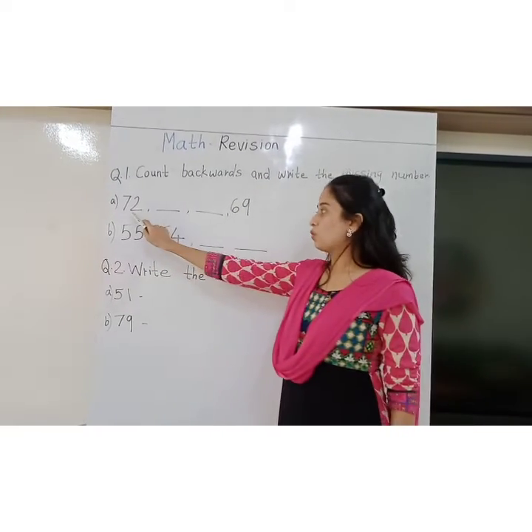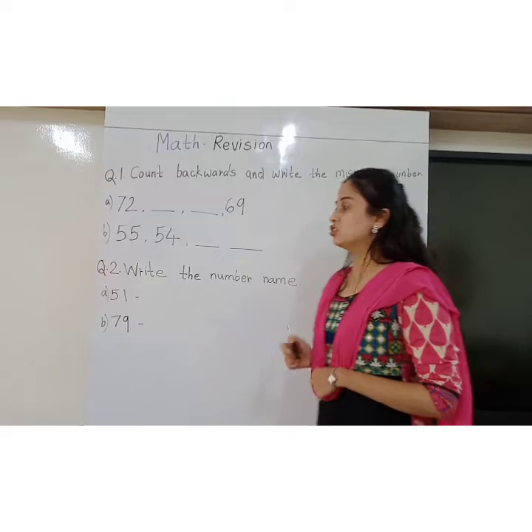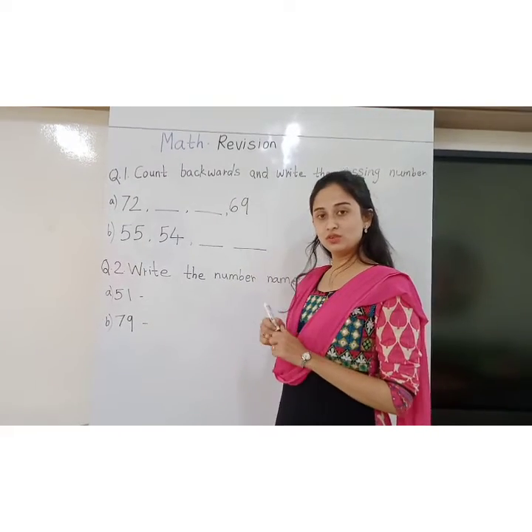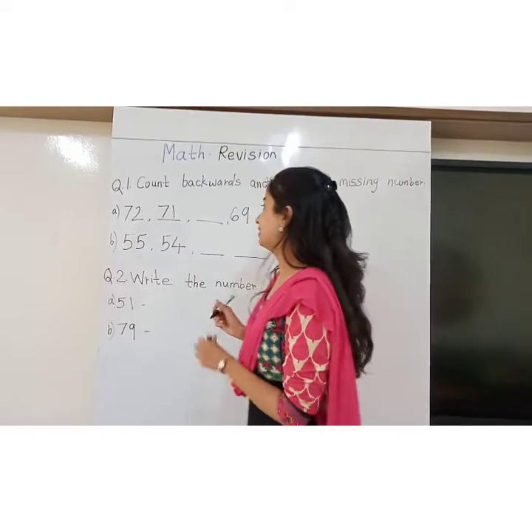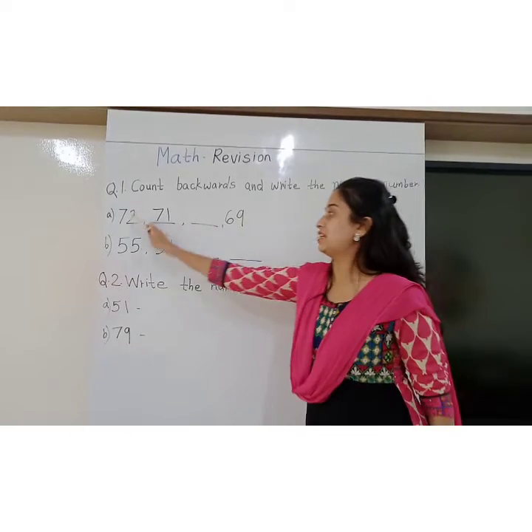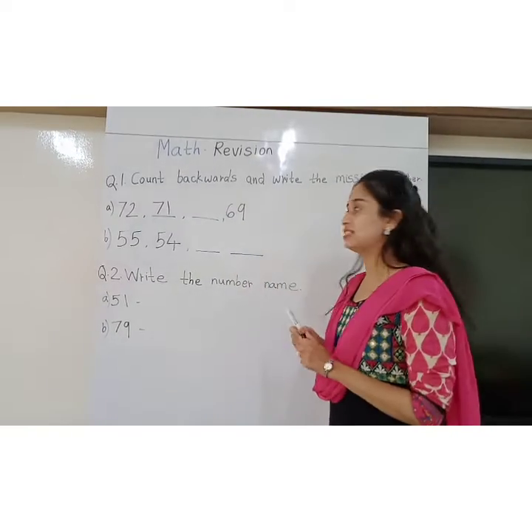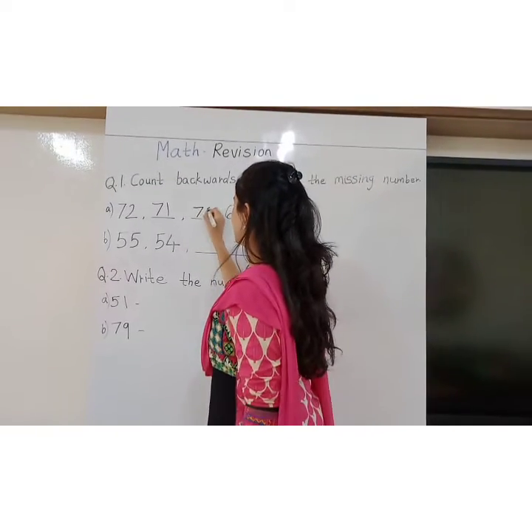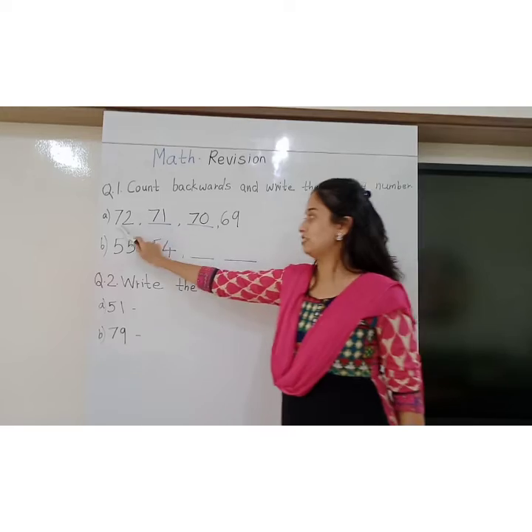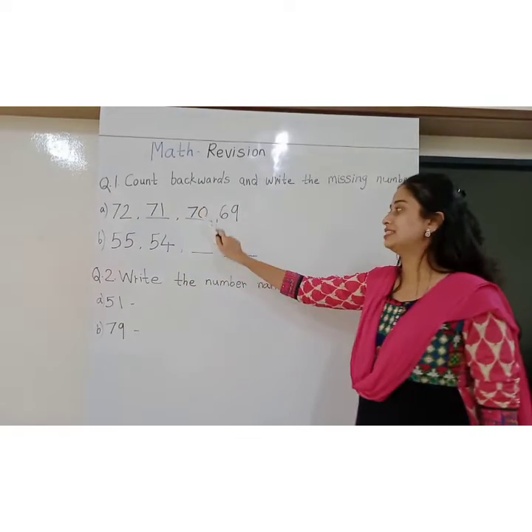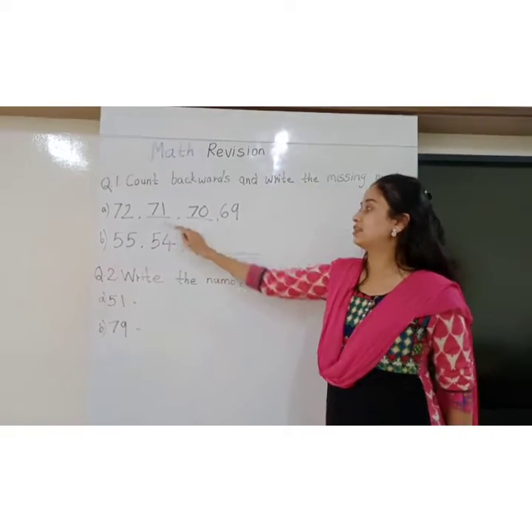So now let us see which number comes before 72, because we have to count backwards, correct? Yes, it's 71. So I will write 71 here. Then we have one more blank space. Now 72, 71. Before 71, which number comes? It's 70. So I will write 70. And 69 is already written. So 72, then 71, then 70 and 69. So here we are counting backwards and writing the missing numbers.